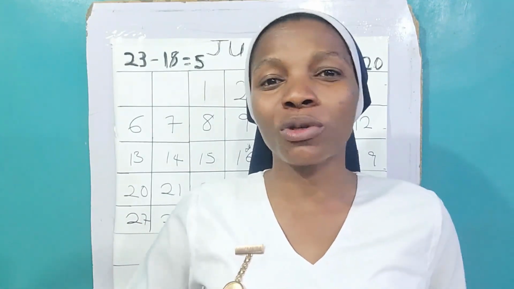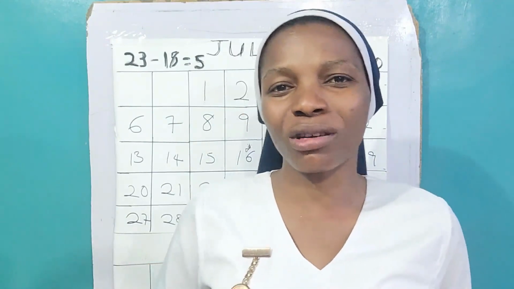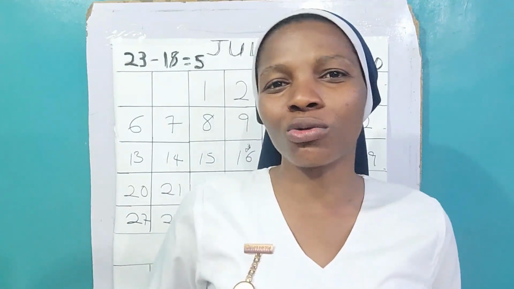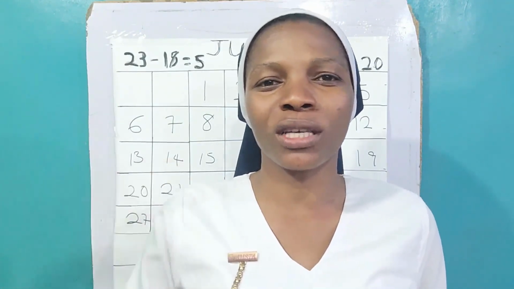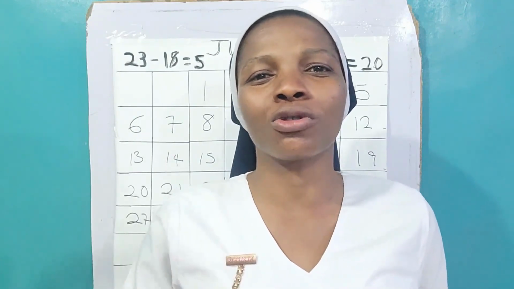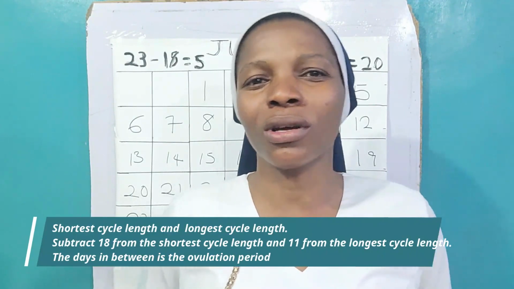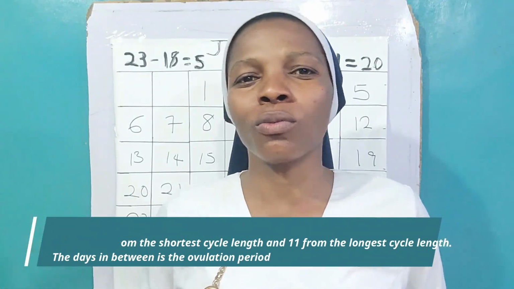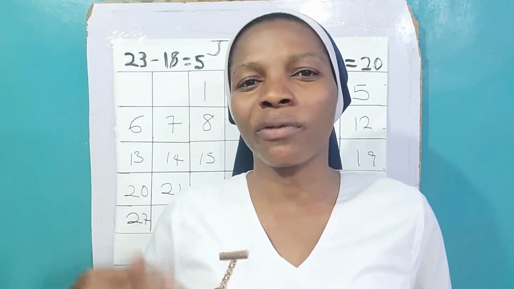For example, some people's shortest cycle can occur in 21 days. It can be 22 or 23 or 24. Then their longest cycle can be 30, 32, or even 35. So if a woman has monitored this, she will know her shortest cycle, so that she will know the days to subtract from her shortest cycle. She's going to subtract 18 from her shortest cycle, and she's going to subtract 11 from her longest cycle. So the days that fall in between will tell her when to expect her fertile days.